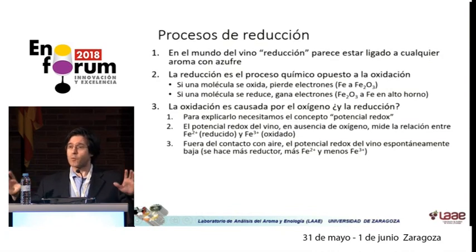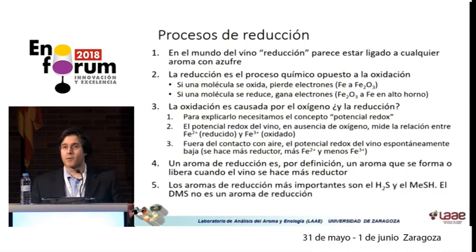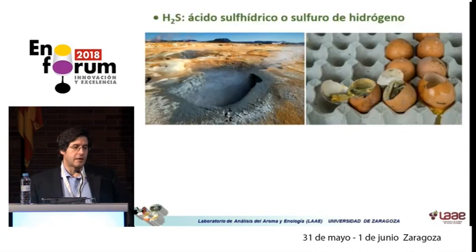So you can see the reactions that take place in a furnace. Oxidation is caused by oxygen, but what about reduction? Well, we need the concept of redox potential. The moment we remove air, the wine is going to tend to develop a negative redox potential, and therefore we will have the iron in the shape of iron 2+, if there has been a reduction of air. A reduction aroma is by definition an aroma that is formed or released when the wine is made more reduced.